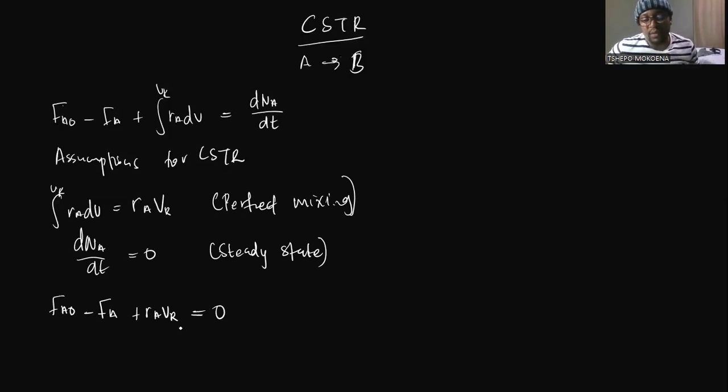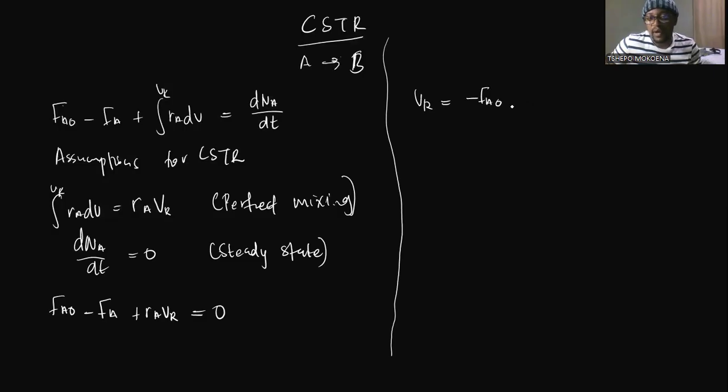So here we don't have time, we're going to make volume the subject of the formula. Most of the time, if we want to determine the size of the reactor, we refer to it as its volume. So we're going to make volume the subject of the formula. V of reactor is equal to, I'm going to transpose this side of the equation, so I'm going to have negative (FA0 plus FA) divided by RA.